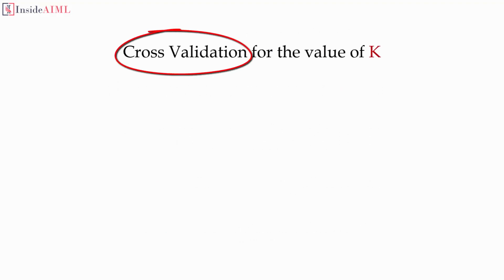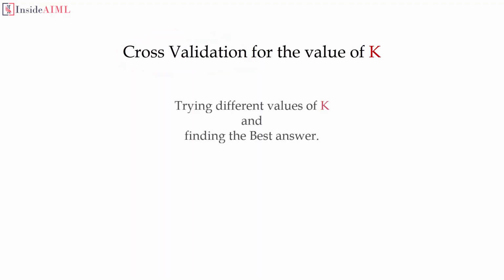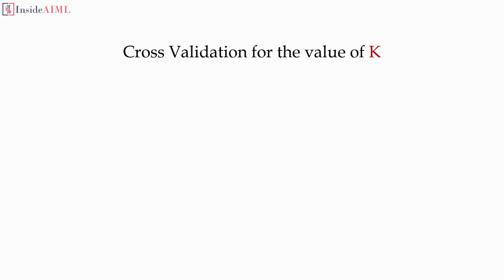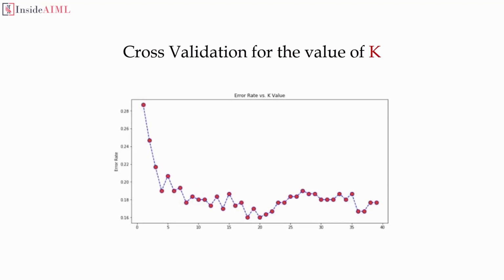In simple terms, cross-validation is just trying out different values of k for the same problem and finding the best answer, or the value of k for which the least error is present. As we can see in this graph, it has been tested for different values of k, to be specific, between 0 and 40. And at k equal to 20, the error is at the lowest point. So we can consider that the value of k should be 20 in this particular case.